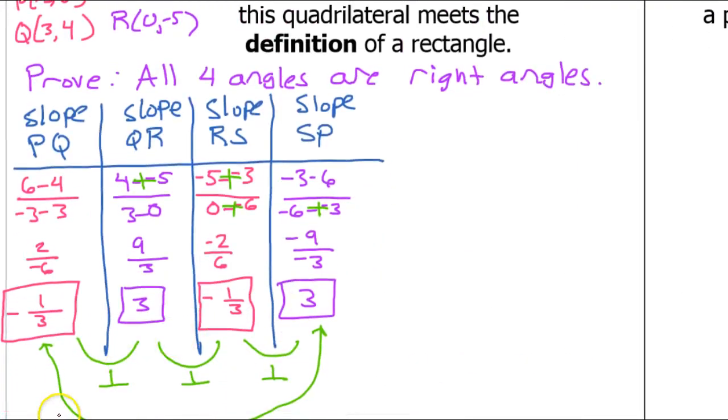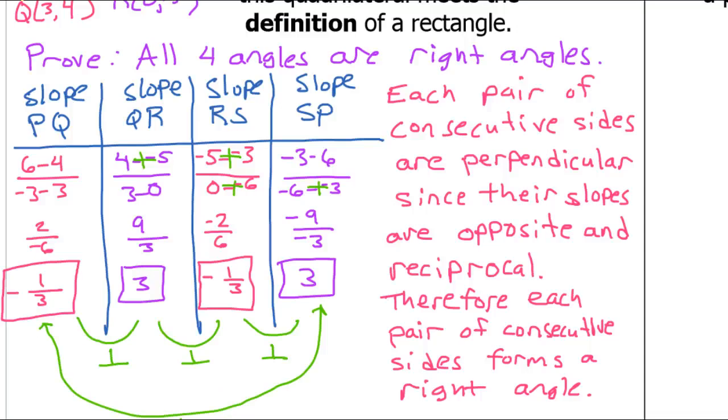So, each pair of consecutive sides are perpendicular since their slopes are opposite and reciprocal. Therefore, each pair of consecutive sides forms a right angle. And that's what we were trying to prove, that all four angles are right angles.